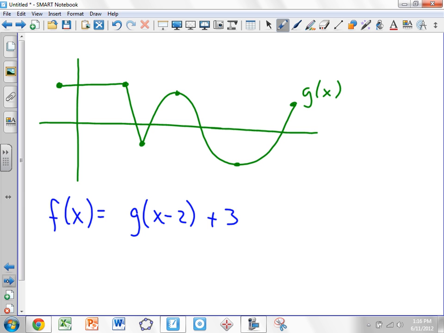Which way? Up. Very good. So vertical is the word there. Vertical. What does the 2 represent? Which shift? Horizontal. Which way though? To the right. To the right, because you do the opposite. So remember, this is to the right, and this is up.